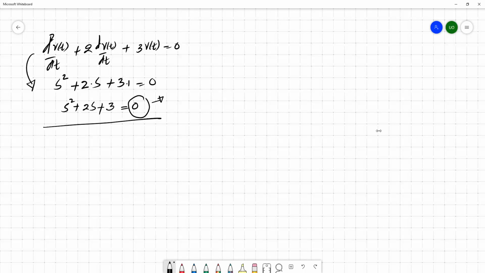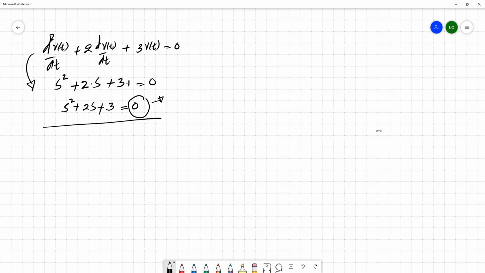Natural response means the contribution of the initial conditions without any influence from the external sources. So first you have to set the right hand side of the original differential equation to 0, then only you can replace this derivative with s to the power terms to get the characteristic equation. Otherwise your right hand side would be a non-zero quantity. Keep in mind all the time, for the characteristic equation, definitely your right hand side should be 0.